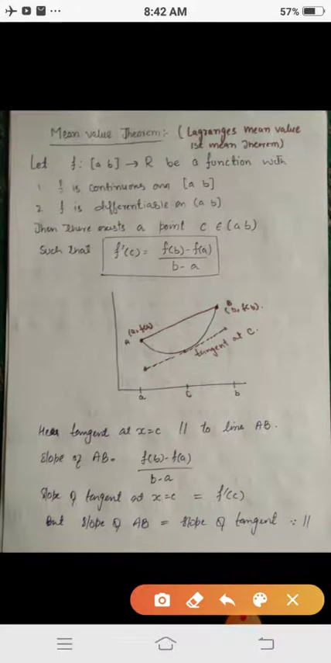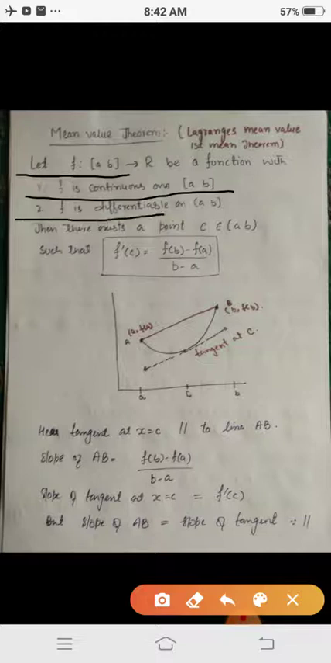The statement of this theorem is: let f from the closed interval [a, b] to R be a function with the property that f is continuous on the closed interval [a, b] and f is differentiable on the open interval (a, b). Then according to the mean value theorem, there exists a point c belonging to the open interval (a, b) such that f'(c) = (f(b) - f(a)) / (b - a).